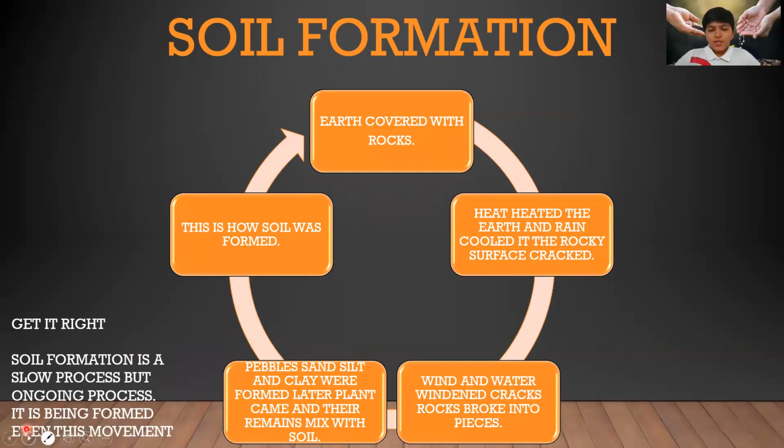Soil formation. Do you know how the soil formed? Many millions of years ago, the whole earth was covered with rocks and rocks. The heat from the sun heated the rocks and rain cooled them. By this process, the rocky surface cracked. Third stage, wind and water widened the cracks.